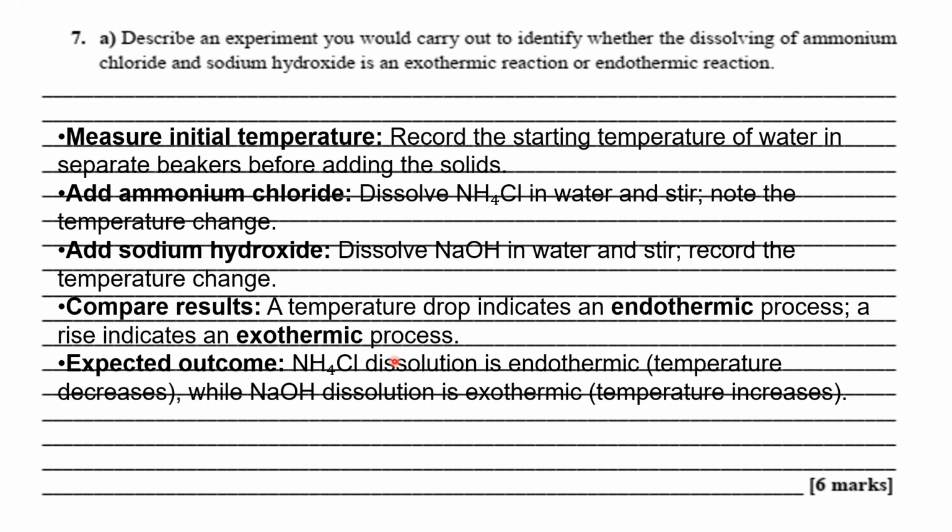So ammonium chloride is going to be an endothermic process, but sodium hydroxide will produce more heat and there's going to be a temperature rise. So that's exothermic.